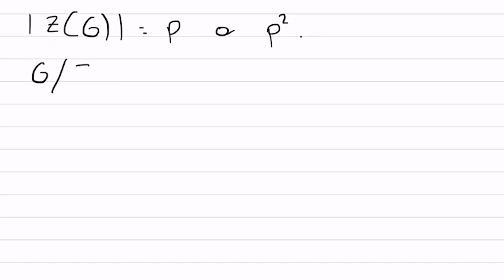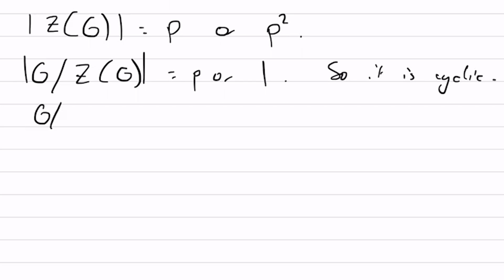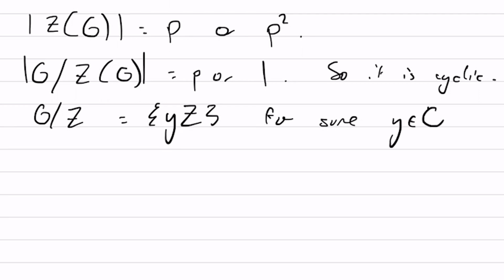Now consider the quotient of G by its center. This is going to be a group of order either p or 1 by the above. So it's going to be a cyclic group. So G quotient by Z, I'll just abbreviate the center as Z for now, is going to be generated by yZ for some y in G that's specifically not in the center.